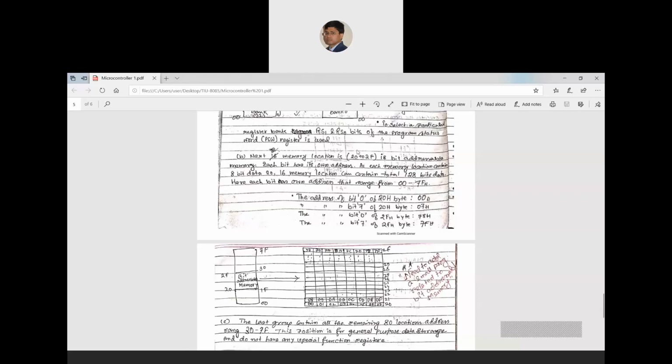But how many bits are there in total? 16 locations having 8 bit data means 128 bits. So how many addresses do I require to locate each and every bit? We require 00 to 7f. That is the address of each and every bit. Okay, so graphically, when I show you, you will easily understand.